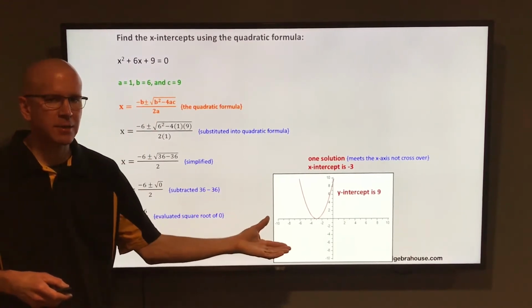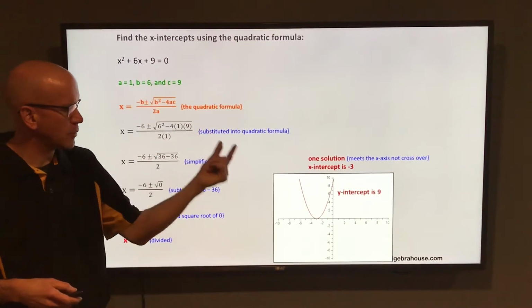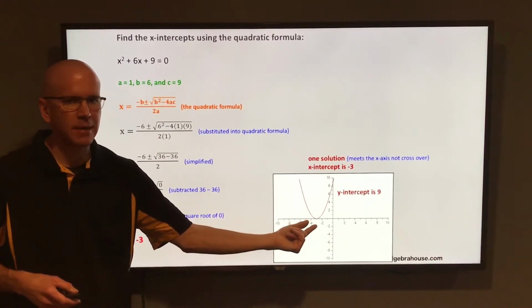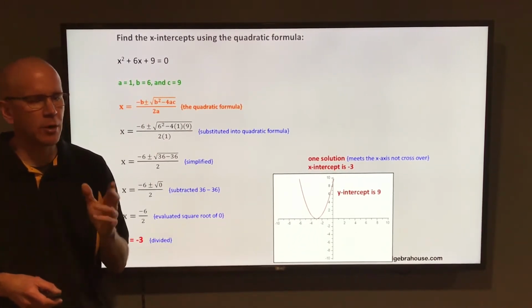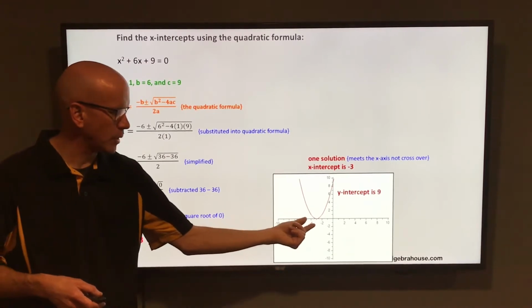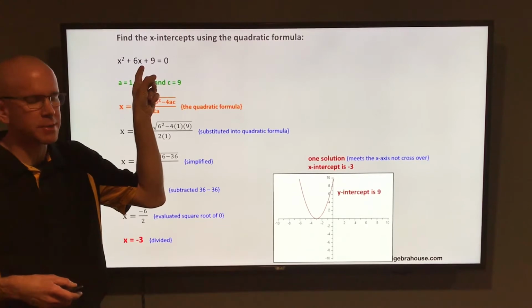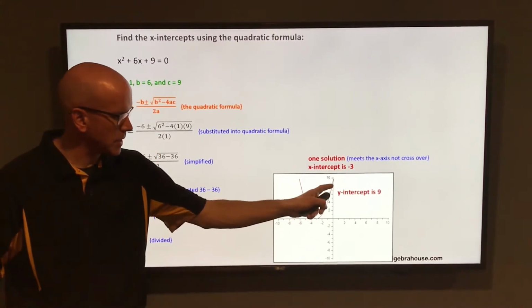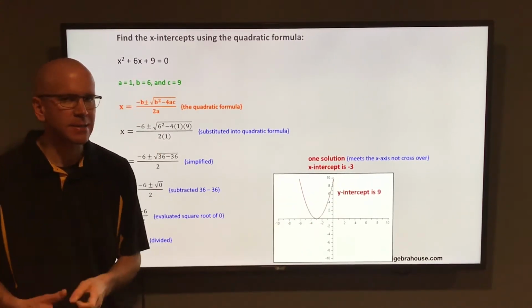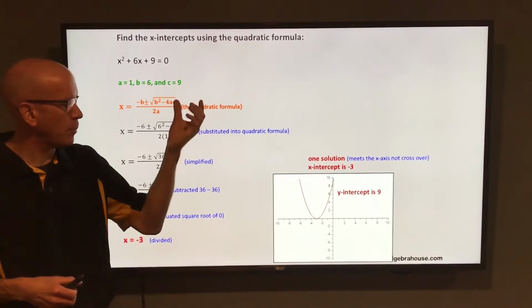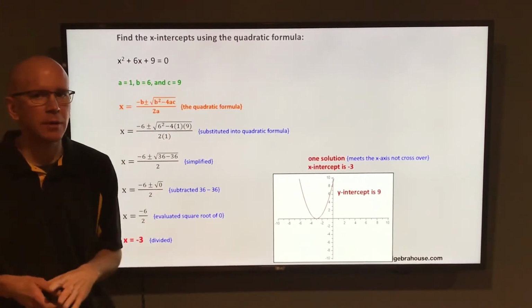That is the x-intercept. So when you graph that quadratic equation, you can see it hits the x-axis at -3. Just one solution here, and that is -3. The y-intercept, by the way, is 9. It's the constant term when it's in standard form. You can see that the y-intercept, it's hitting the y-axis at 9. Also, the parabola opens upward because the coefficient of x squared is positive.